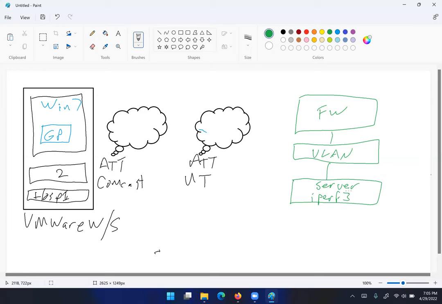So what they do is, from Global Protect, they hit their ISP, come over and hit our ISP, go into our firewall through either AT&T or utility telecom, go through the VLAN, and hit the server. That's what they do. When it's working with AT&T and everything is normal, they say there's no problems, not having any issues at all.